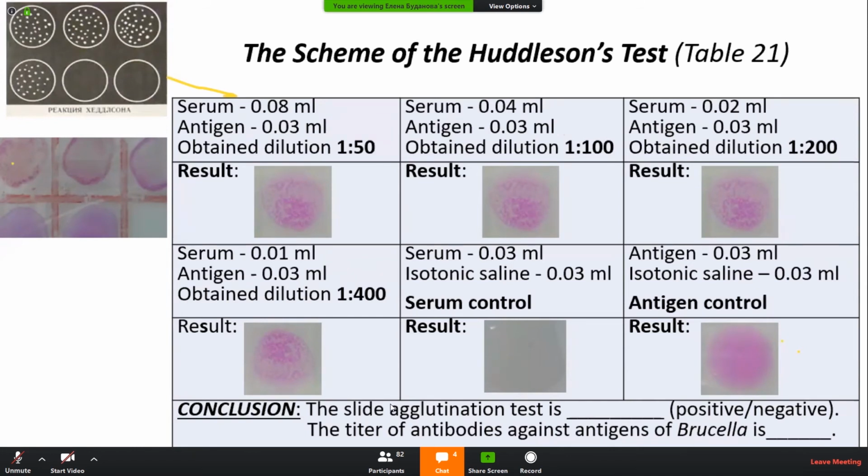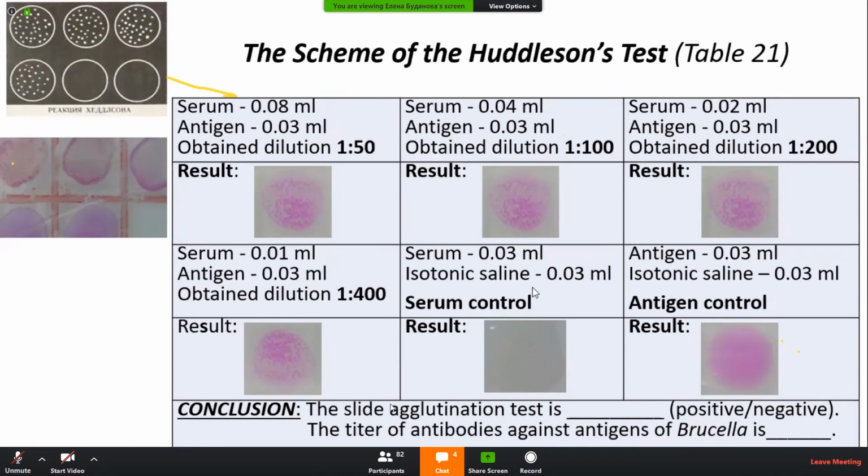Well, patient serum in different amounts was mixed with the same volume of antigen. You can see antigen is added by 0.003 milliliter to each quadrant. And serum was added in different amounts, starting from the biggest one, 0.08, up to 0.01. So this is the minimal dilution, 1 to 50. Then twofold less, 1 to 100, 1 to 200, and 1 to 400.